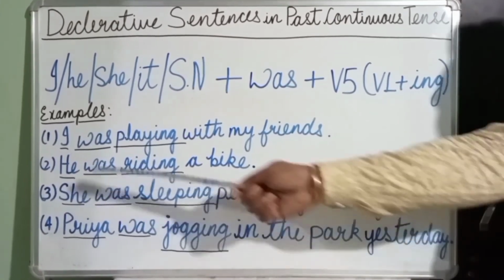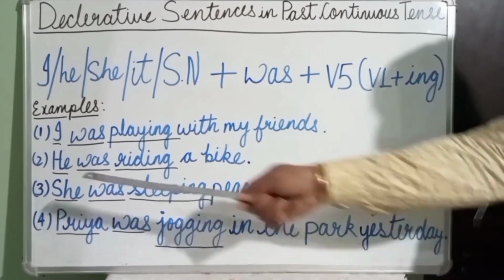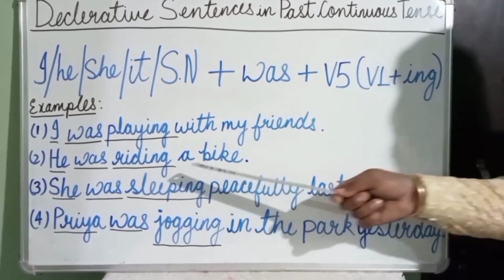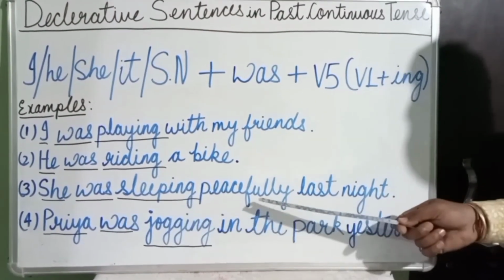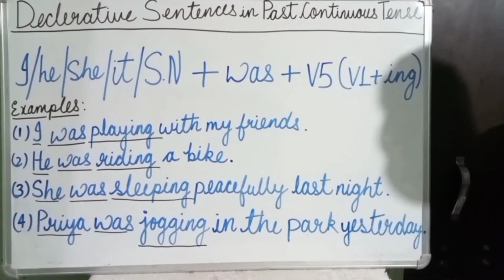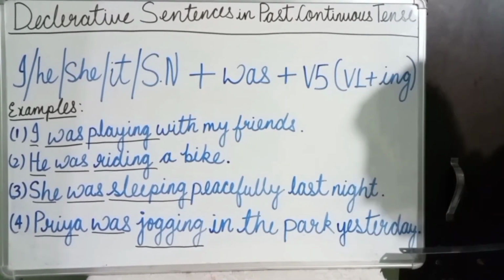Example 1. I was playing with my friends. He was riding a bike. She was sleeping peacefully last night. Priya was jogging in the park yesterday.